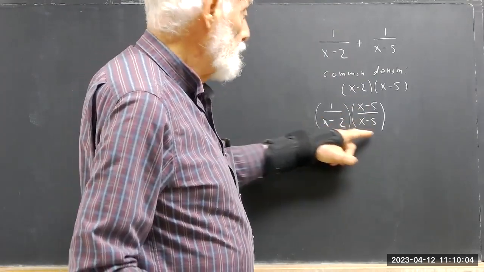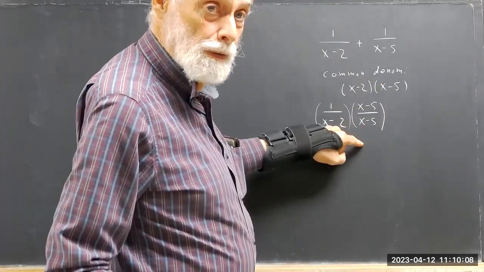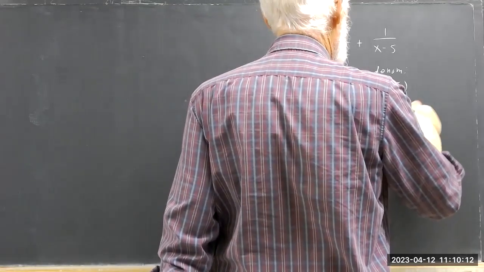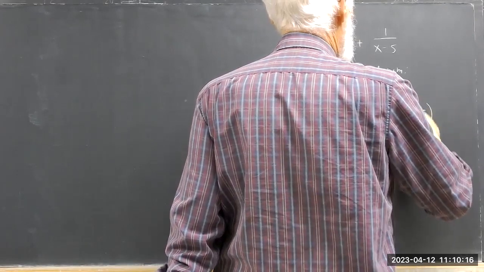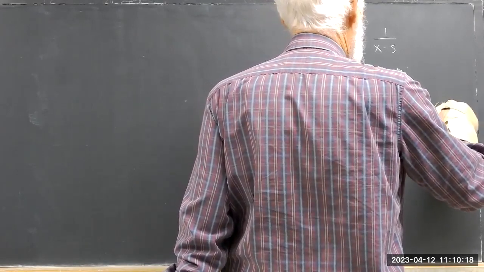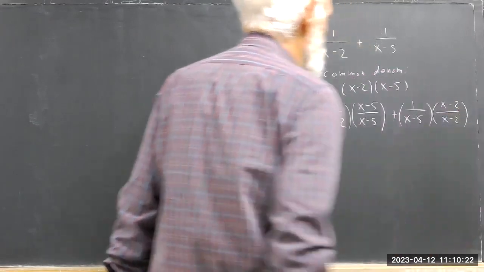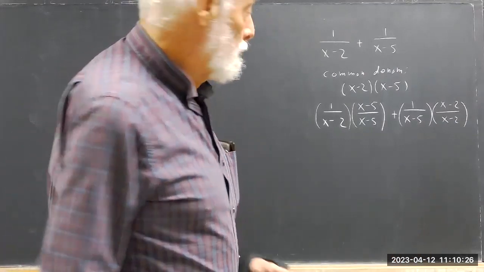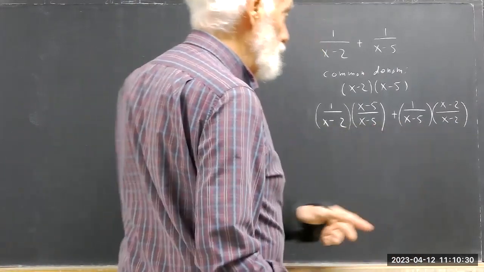So our point is we multiply by x minus 5 over x minus 5, because now when we multiply the fractions, our denominator will be x minus 2 times x minus 5. That's going to give us the common denominator. And then over here, I'll multiply by x minus 2 over x minus 2. So now we have the same denominator in both fractions.